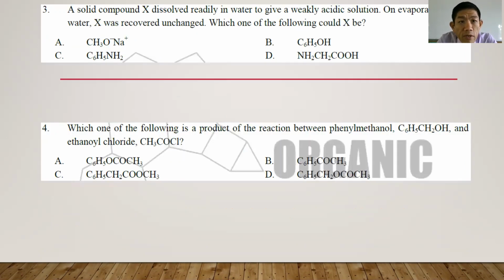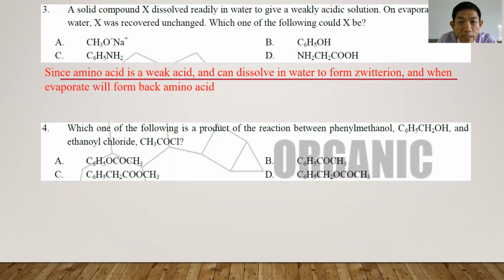As for question number 3, a solid compound X readily dissolves in water to give a weakly acidic solution. On evaporation of the water, X is recovered unchanged. Which of the following could be X? Here, the amino acid is actually a weak acid and it dissolves in water, and when the water is evaporated, it will form back the original compound. So the best answer here will be D.